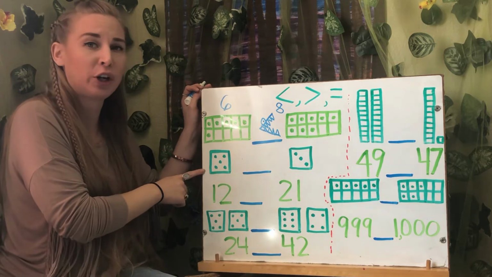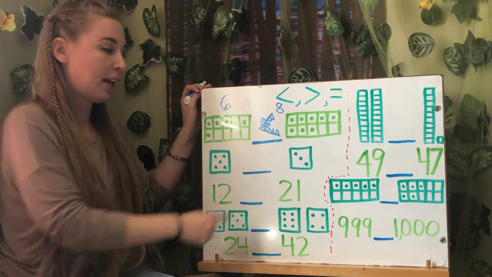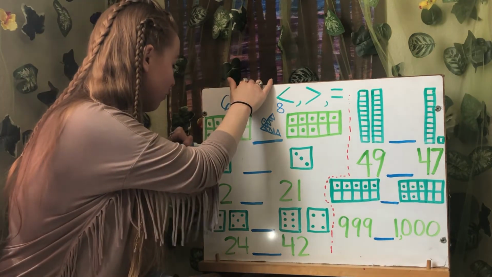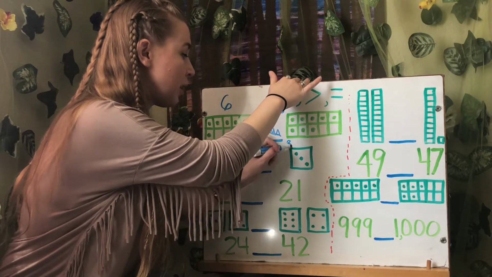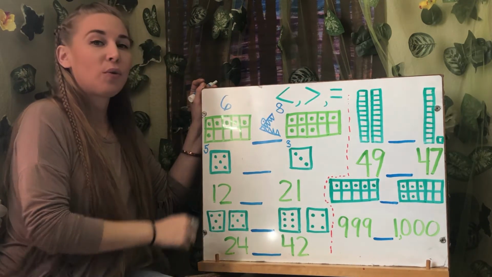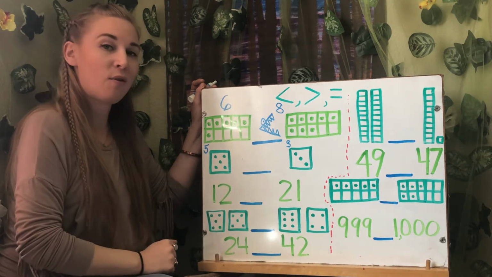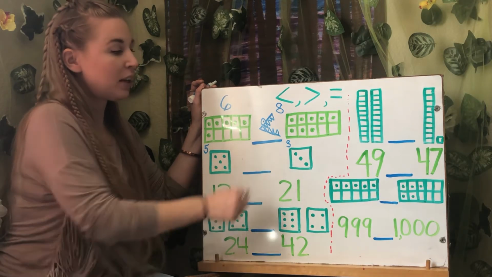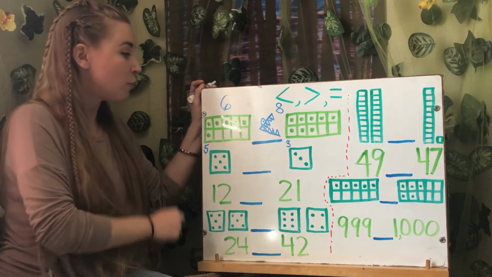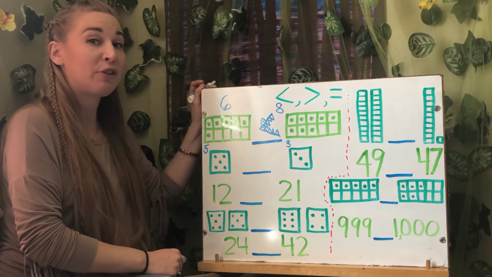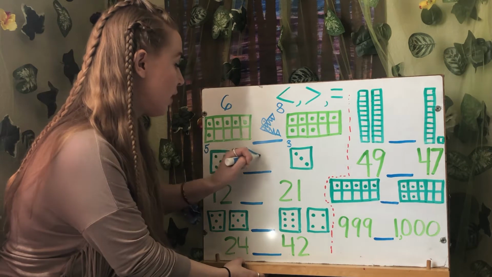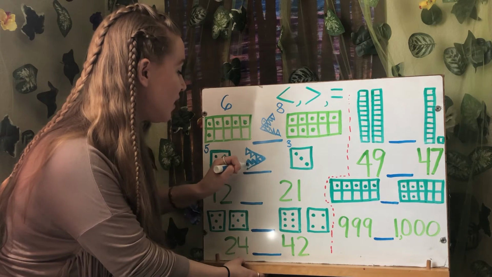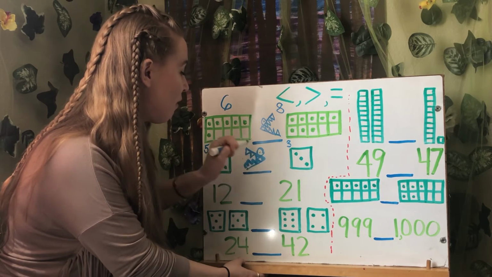Now let's try this one over here. How many are on this side? How many over here? So if we have 5 and 3, which number is greater than or bigger than the other? 5. Then 3 would be less than. If 5's bigger, we want the alligator to eat the 5. So we're going to do the greater than sign because 5 is greater than 3. So we'll add the teeth and give it an eyeball.